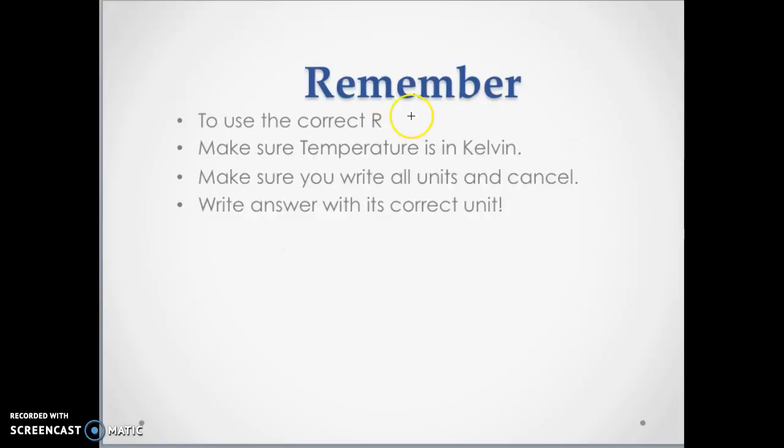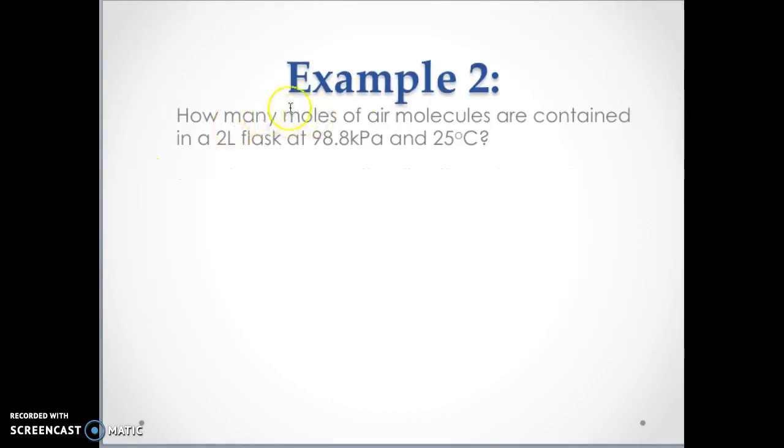For example 2, for this one, it says how many moles of air are contained in 2 liters, this many kilopascals, and this much temperature. Go ahead and see if you could do this using example 1. So go ahead and pause, try, and then go back, okay? Okay, so now that you tried to do this problem, because the only way you learn chemistry is by trying and figuring out your mistakes.